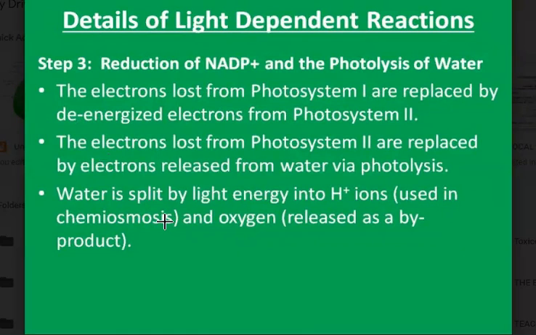Now, step 3 continued. So the electrons lost from photosystem 1 are replaced by the energized electrons from photosystem 2. And the electrons lost from photosystem 2 are replaced by electrons released from water by photolysis. Water is split by light energy into hydrogen ions used in chemiosmosis, and oxygen is released as a byproduct, right? So the byproduct that we see in photosynthesis comes from the breakdown of water.